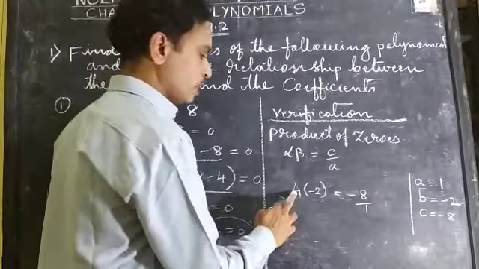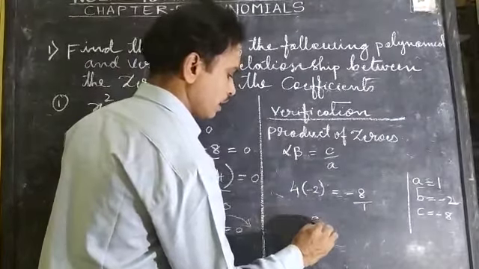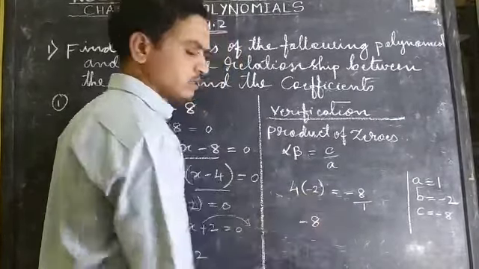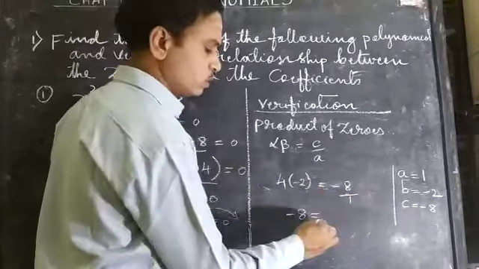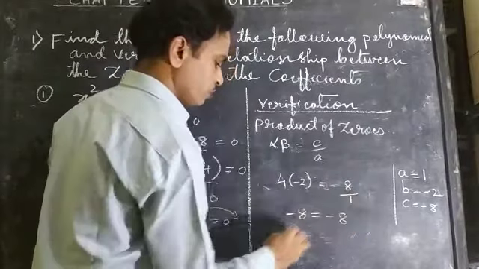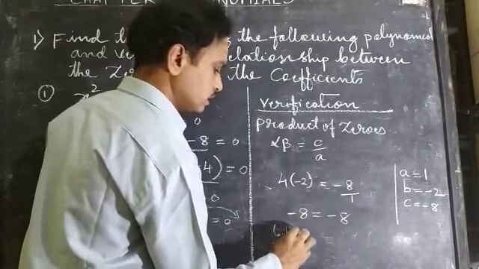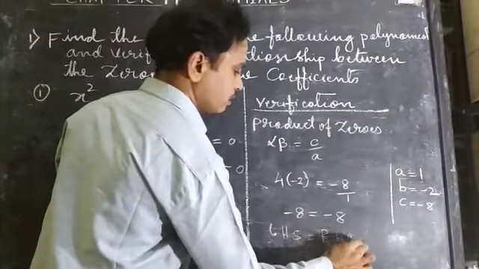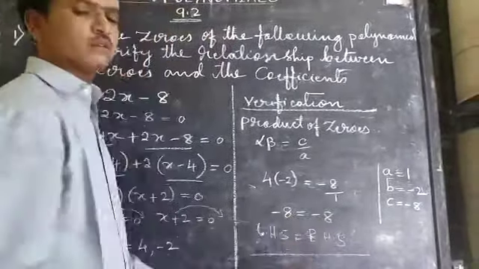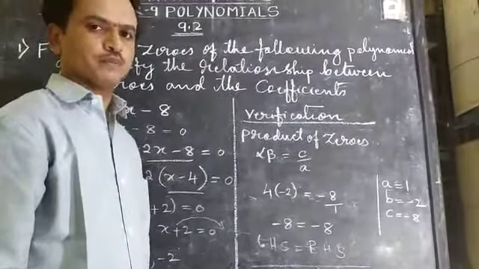Okay. Now multiply. 4 2s are 8. Minus is there, keep minus. Now the RHS side, minus 8 by 1, that is equal to minus 8. Now we got the same. LHS is equal to RHS. Verified. Now both sides we got equal. Okay. Thank you.